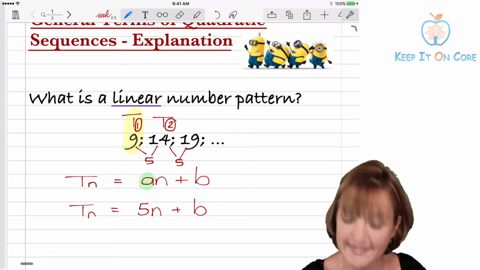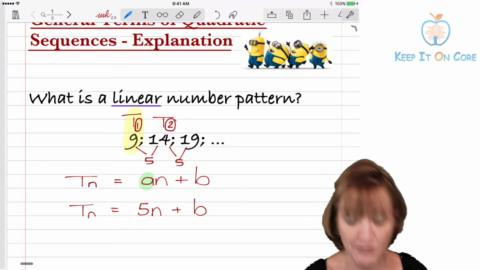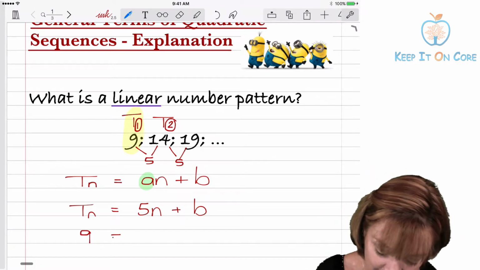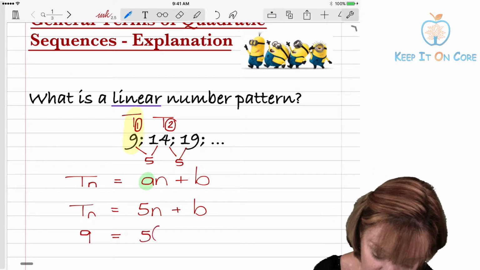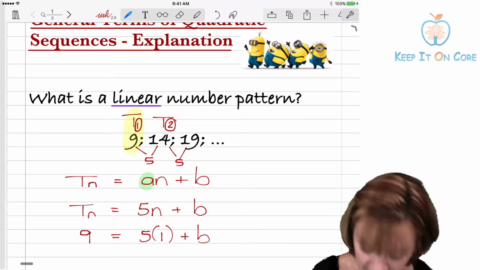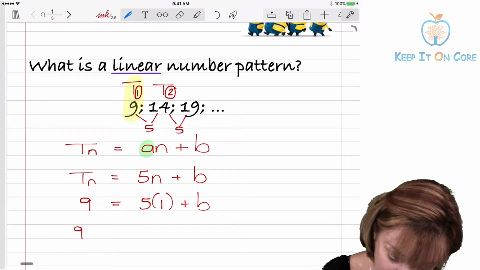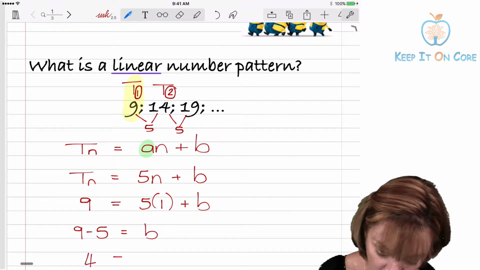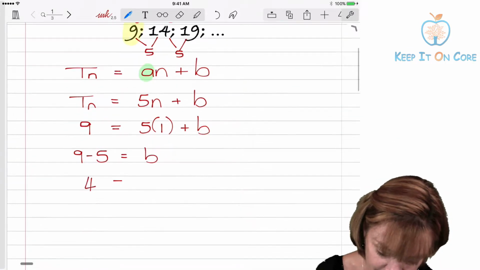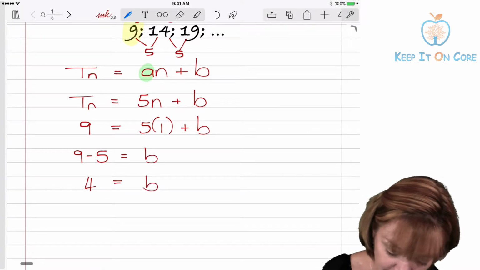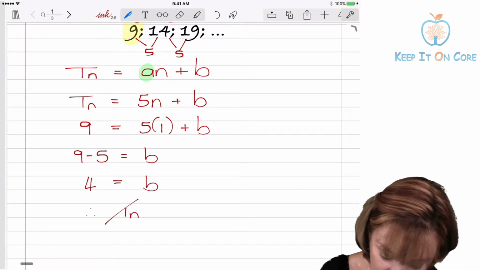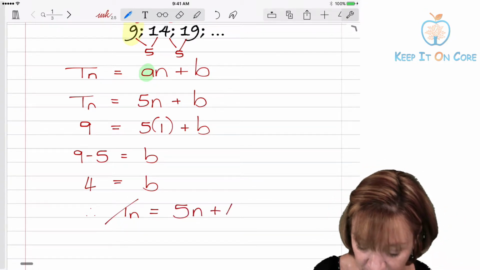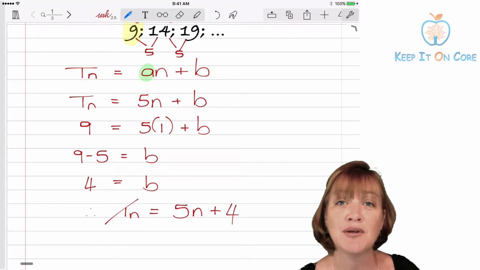To keep things simple, let's use n equals 1, and I'm going to replace Tn with the actual value of your first term, which is 9. So therefore 9 is equal to 5 multiplied by 1 plus b. And that means that 9 minus 5 equals b, and 9 minus 5 is 4, and that is your unknown b value. So therefore, what is the Tn formula? The nth term of this linear pattern is 5n plus 4, and once you have that formula, you can find whatever term you like.